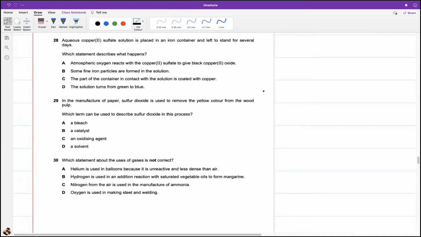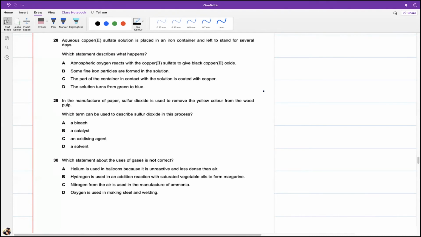The part of the container in contact with the solution is coated with copper. Yeah, that is true, because copper is going to be reduced to copper metal. So we are going to see pink deposit. C is true. The solution turns from green to blue. Blue color was there because of copper 2. Green color might be there because of iron 2. So it's going from copper 2 to iron 2. So it is blue to green, not green to blue.